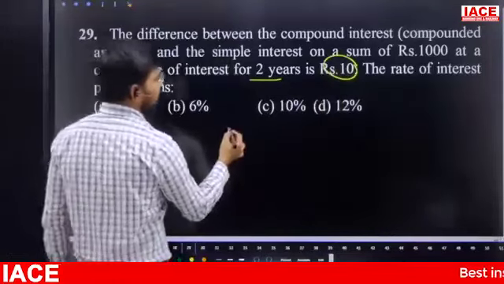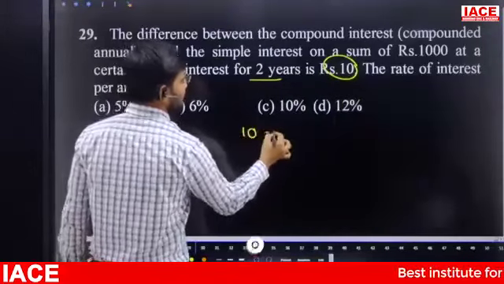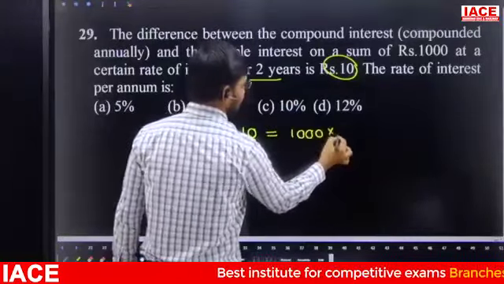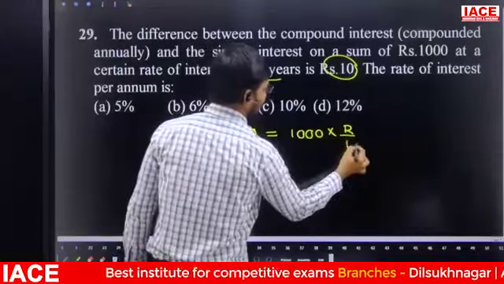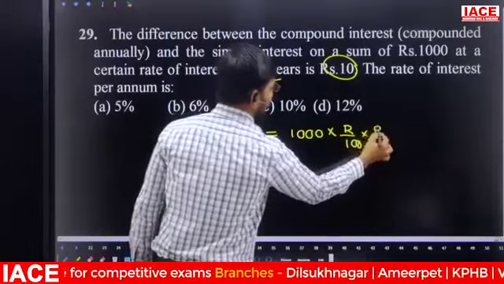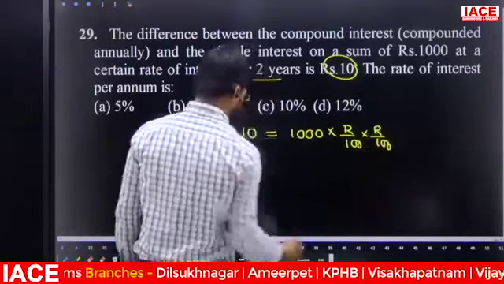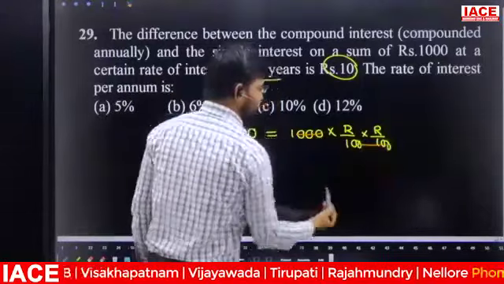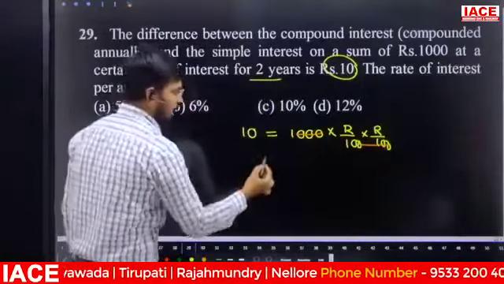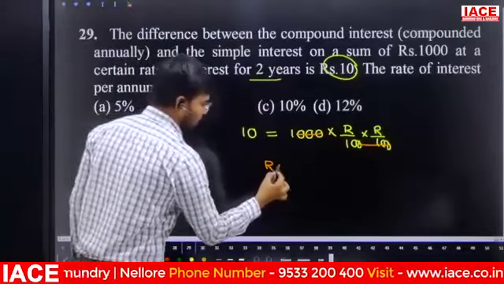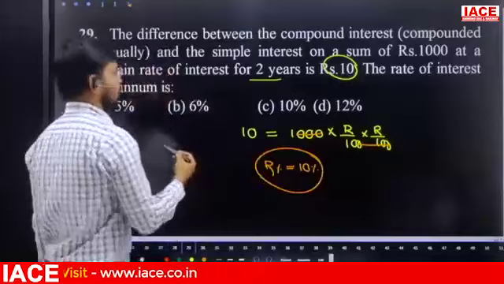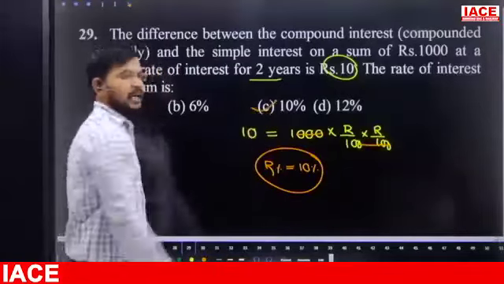So the difference is 10 rupees. Difference is equal to principal 10,000 rupees for 2 years, that is nothing but r by 100 into r by 100. If you observe carefully here, these 3 zeros and these 3 zeros get cancelled. This 10 comes to this side, 10 square. R square is equal to 10 square. Therefore r is equal to 10%. So option C is the right answer.